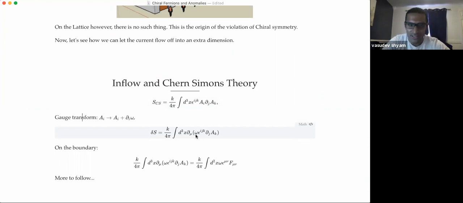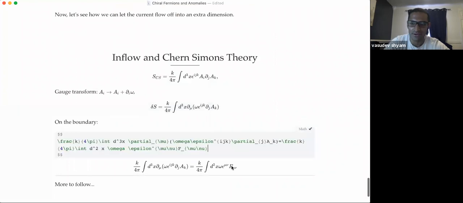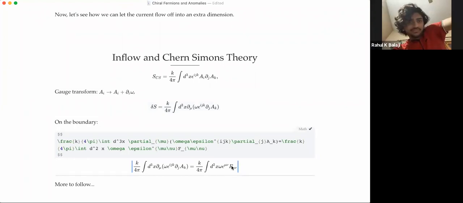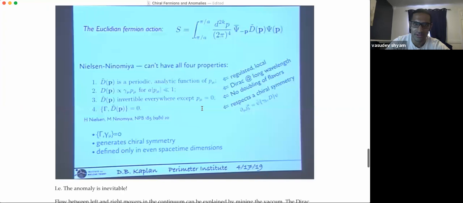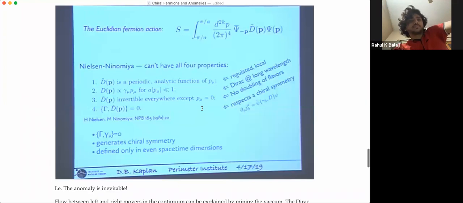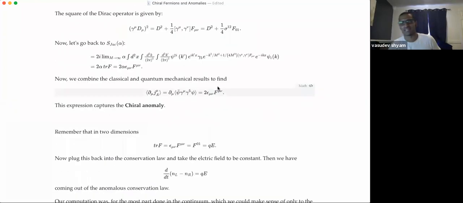And notice that the form of this, if I integrate by parts, then what remains of this boundary variation is exactly what we had before, epsilon f, so trace f. In other words, by tuning the coefficient of the Chern-Simons action, we could pass this off to a bulk. It's a boundary. So this is the mechanism of anomaly inflow.